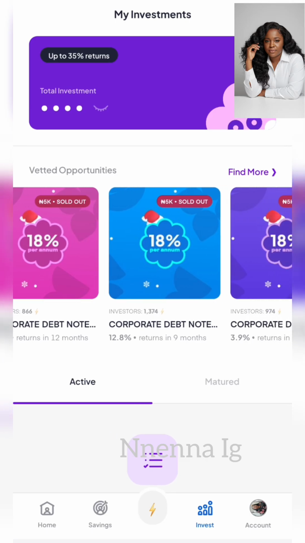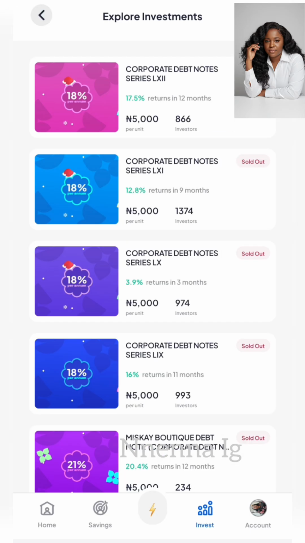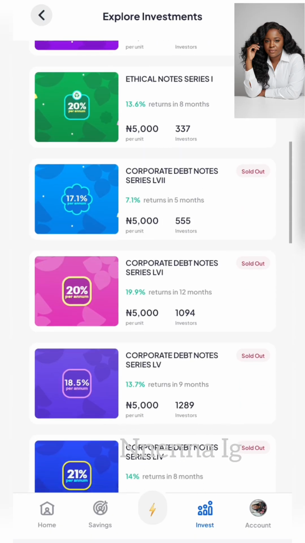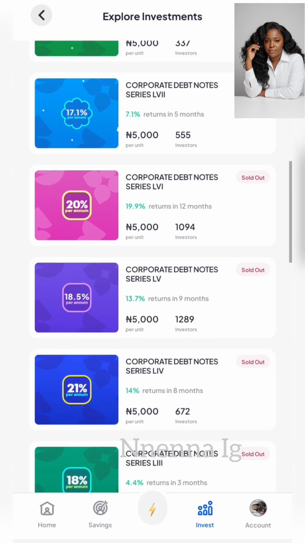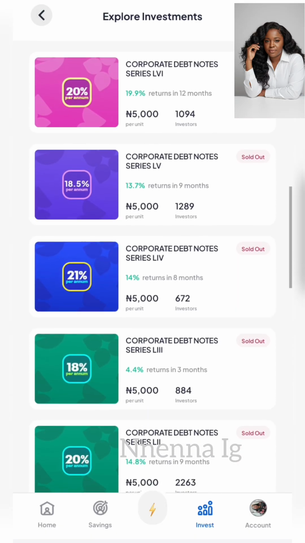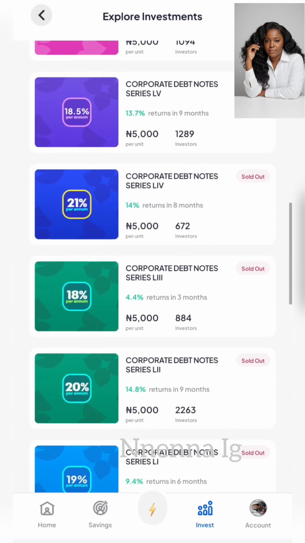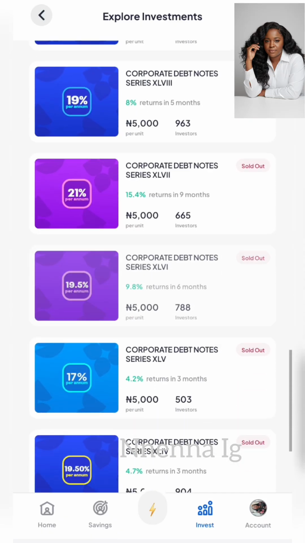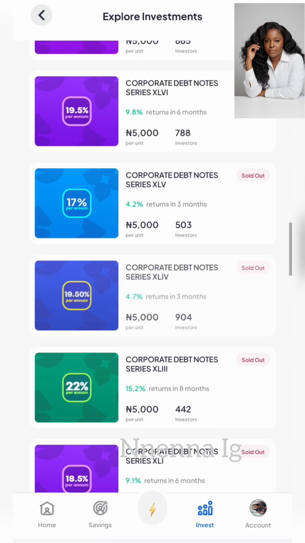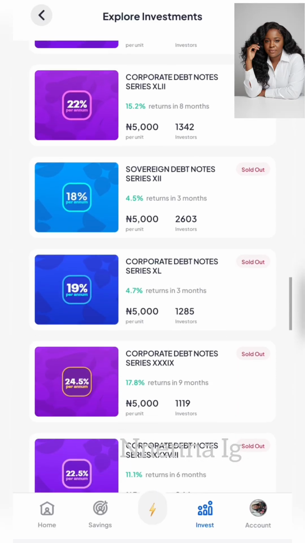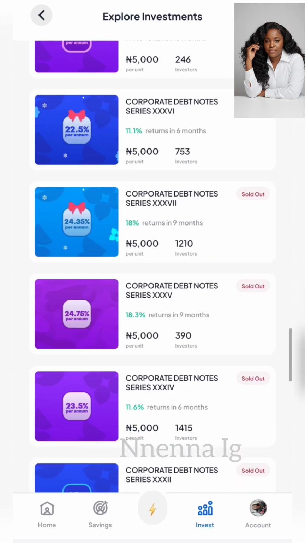So next, we look at Vetted Opportunities. These are verified investments that you can make within a short period and get the returns. They are always rushed, and they have limited units. Some people look out for it, and once it comes out, they buy it immediately without waiting. You can see what the percentage looks like, the period for which you have to save to get the money, and the interest that comes with it. You can see different investments: corporate note, debit note, 18%, 22%, and the period that it takes.